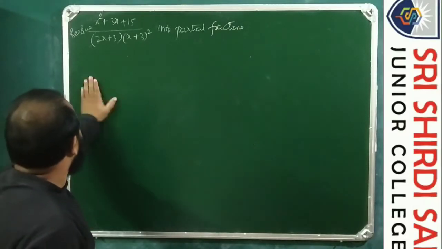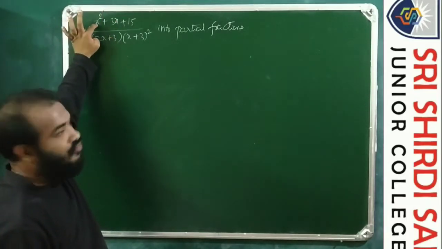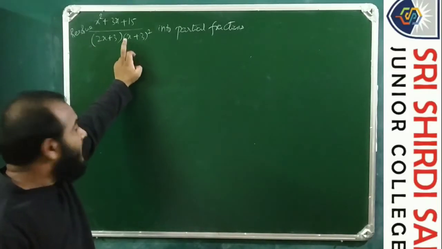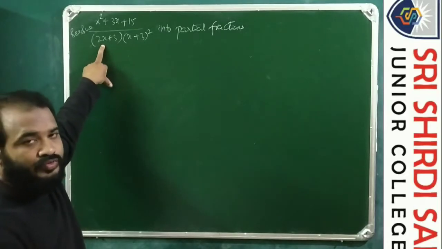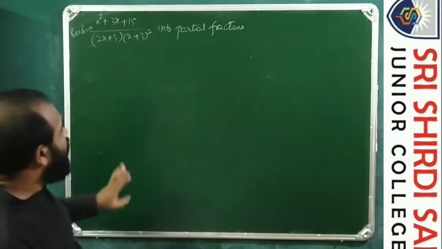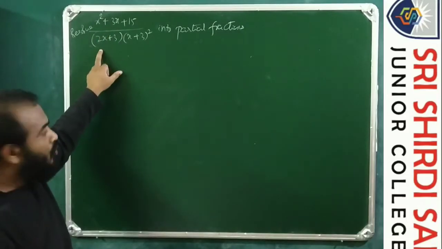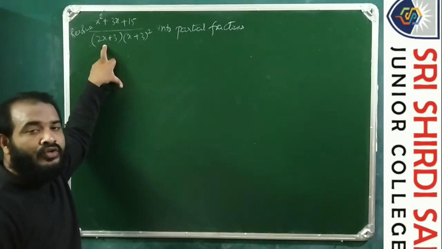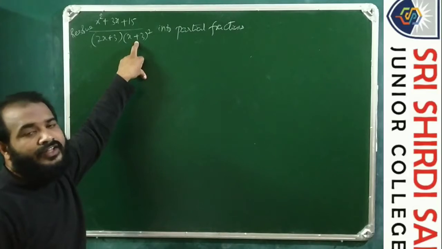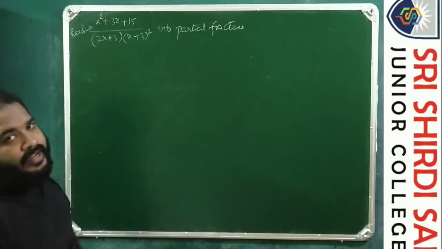So here this is clearly a proper fraction where the degree of numerator is 2 and the degree of denominator is 3, because if you expand this, x square into 2x is 2x cube. So the degree of x in the denominator is 3. So in g of x in the denominator, 2x plus 3 is a non-repeated linear factor and x plus 3 is a repeated linear factor. Therefore we can say that this is the combination of type 1 and type 2.